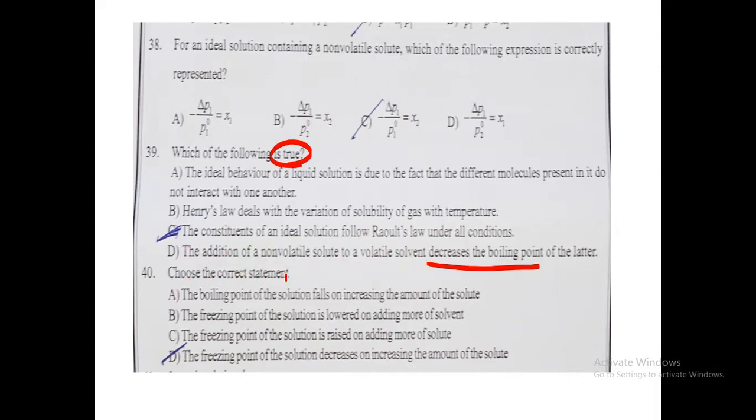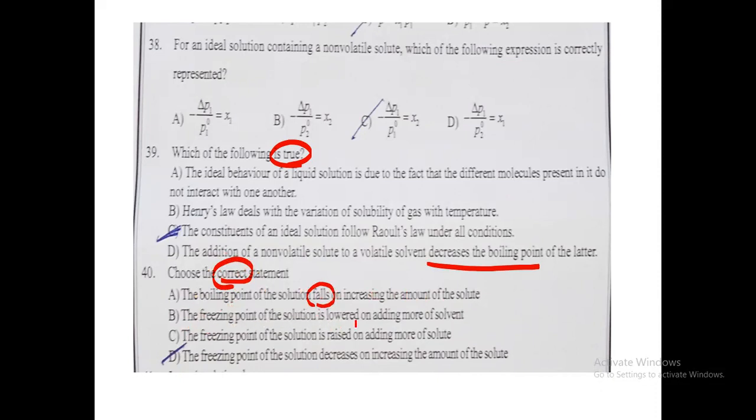Next, choose the correct statement. Now what they asked here? Correct statement. The boiling point of the solution falls, falls means decreases, on increasing the amount of solute. If you increase the amount of solute, what happens? Number of particles will increase. When number of particles increases, actually the boiling point of solution will be increased, but they give false here. So it is wrong. We need to find out the correct statement here, so it is the incorrect statement.